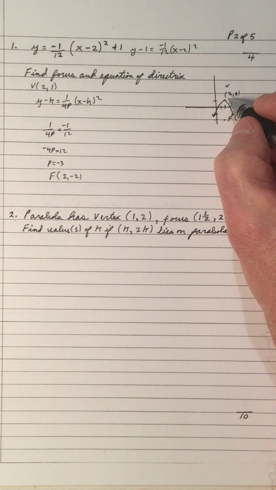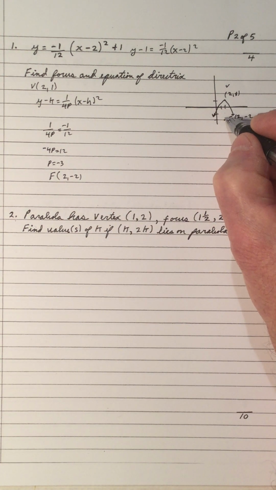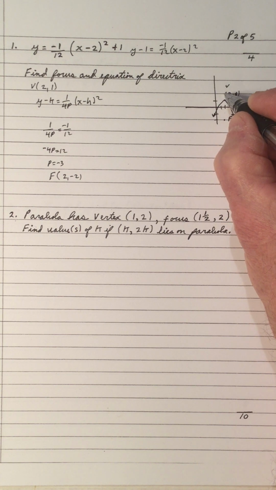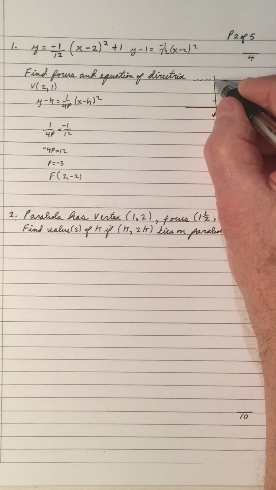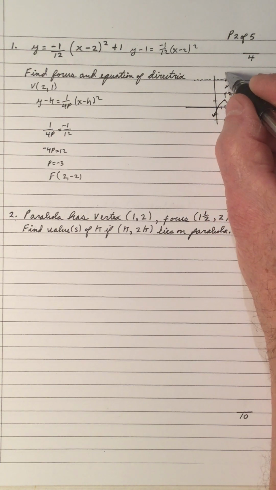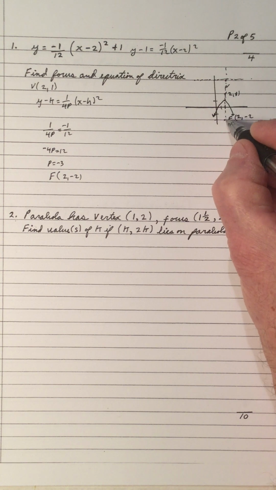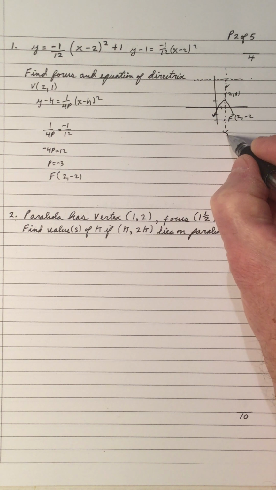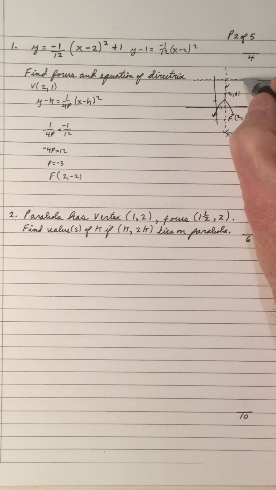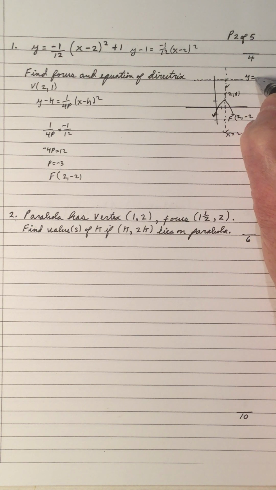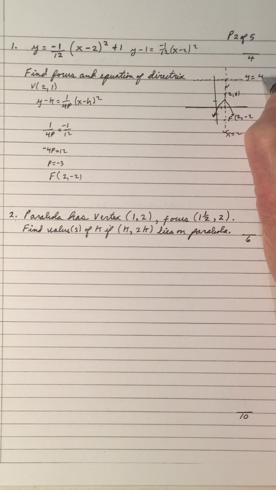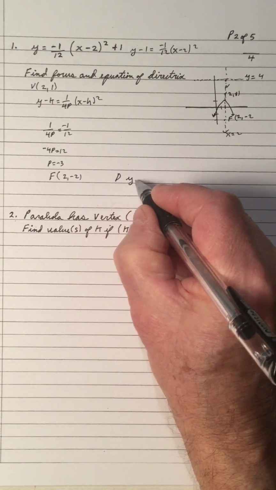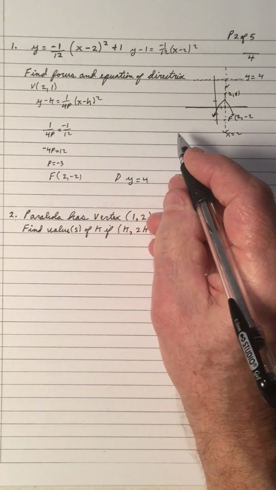And the directrix, so if this is 3 down, the directrix is 3 up, so 1, 2, 3 right there. And the directrix is perpendicular to the axis of symmetry. The axis of symmetry is down through here, which is x equals 2, so the directrix is y equals, so that's 3 up, so that's 1, 2, 3, 4, so y equals 4. So the directrix is y equals 4.